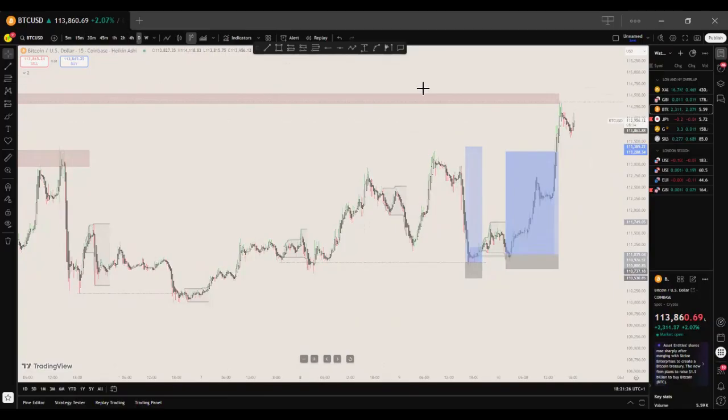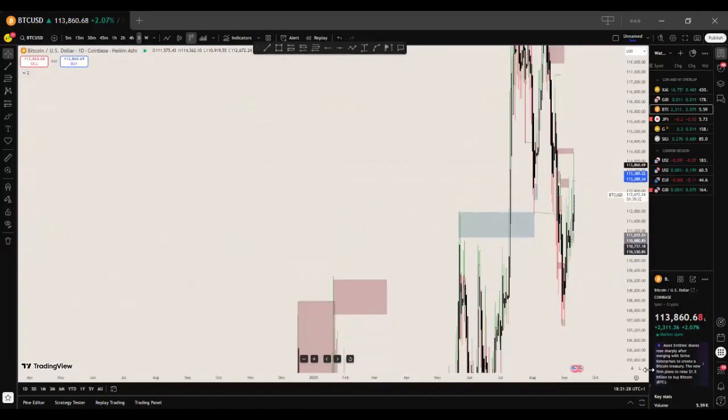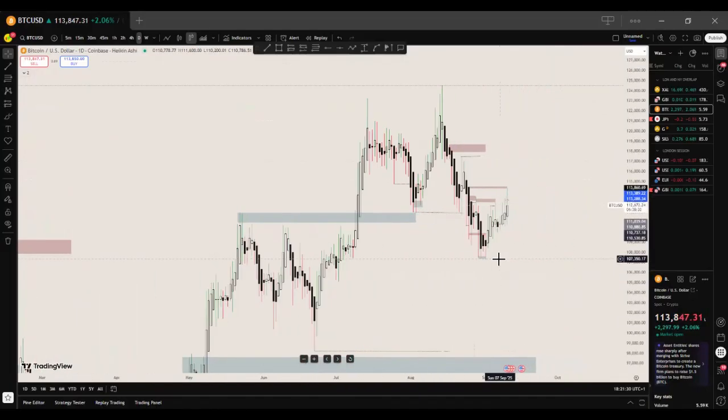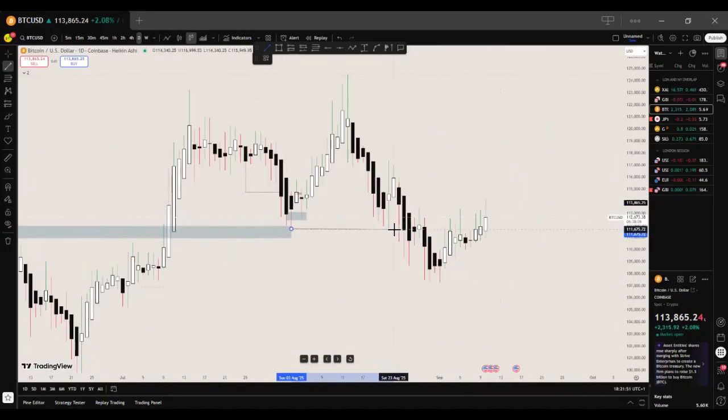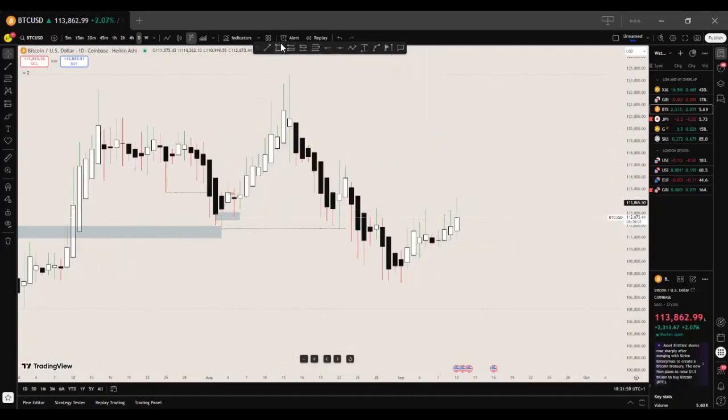On BTC today, I checked the higher time frame. I started from the daily time frame. On the daily time frame, I can see that we are still bearish on BTC. So my aim was that BTC is going to come back to this.